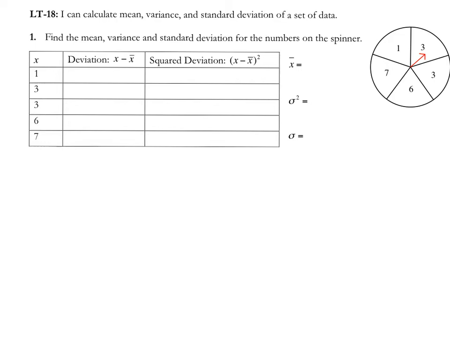Finding target 18 says I can calculate the mean, variance, and standard deviation of a set of data. So there are two problems in this video. One of them is calculating the mean, variance, and standard deviation for a set of data where we don't really need to use frequency information. This is sort of a simpler, more straightforward type of problem.